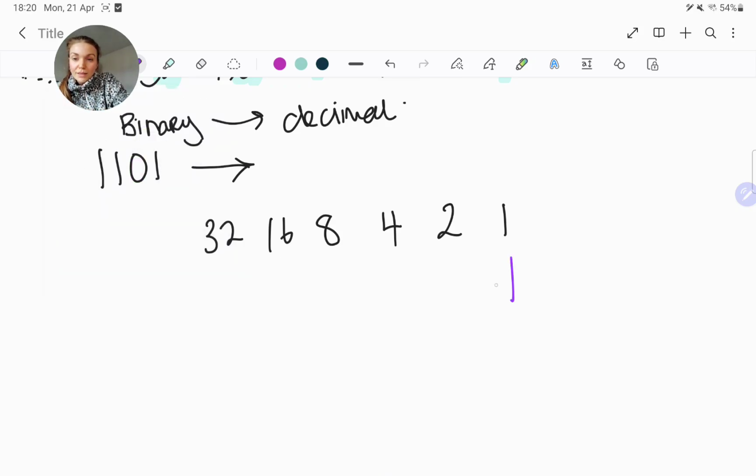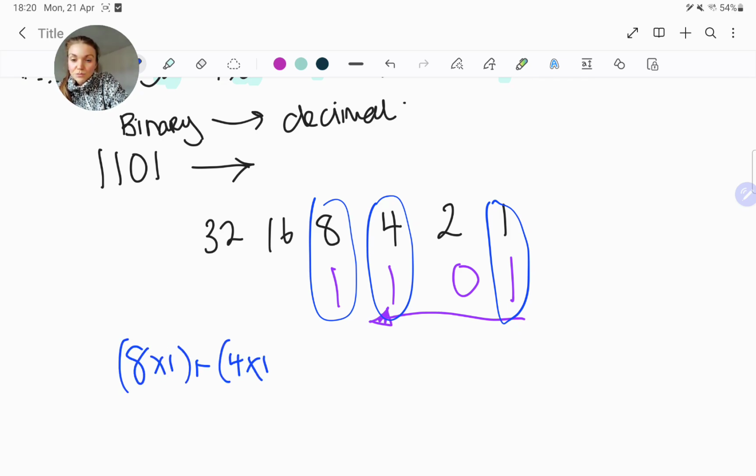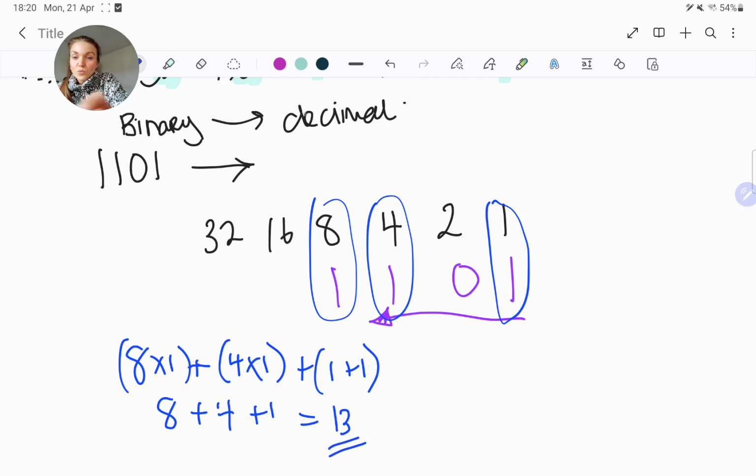So then we've got 1, 1, 0, 1. So do you see I started that binary number and wrote it backwards, okay? So then what we say is 8 times 1 plus 4 times 1 plus 1 times 1. So that's obviously 8 plus 4 is 12 plus 1 is 13. So 1101 as a decimal number is 13.